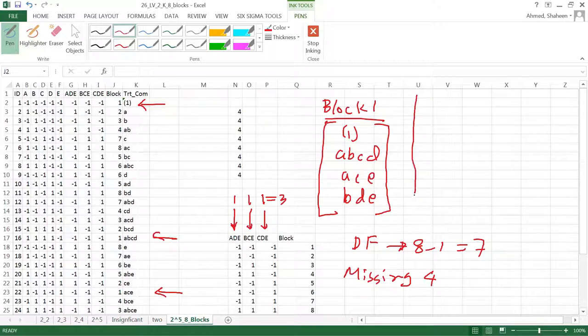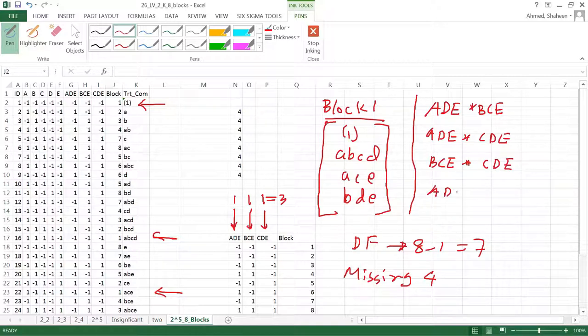So to find those 4, what we have to do is basically multiply, create all the interactions of these 3. So ADE times BCE, and then ADE times CDE, and then BCE times CDE, and then all 3 of them interacting. So that is ADE times BCE times CDE, so that is also confounded.